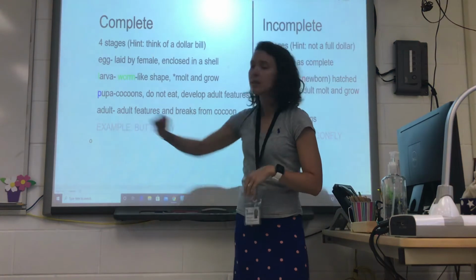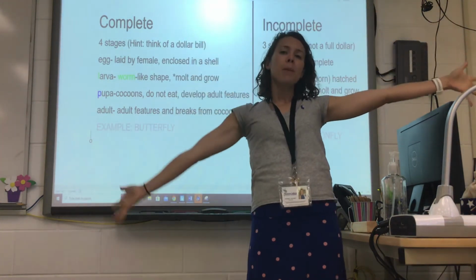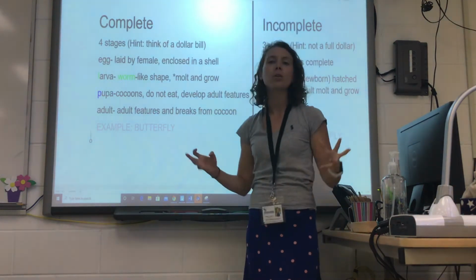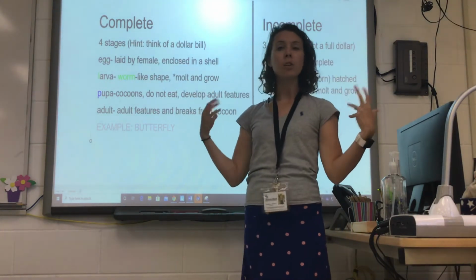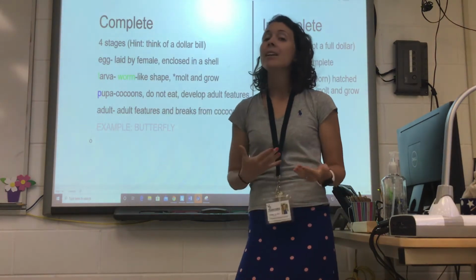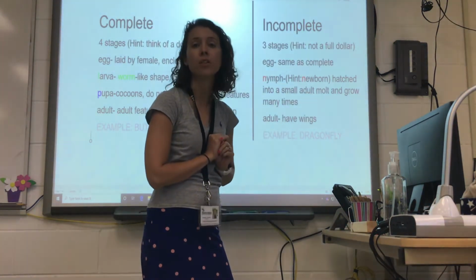And then lastly, that guy emerges into a beautiful butterfly. This is called an adult. They are grown. They are full grown. When we grow all the way up, we're called an adult. Just like these insects, they are also called adults. And that is similar to incomplete. Incomplete also ends in an adult.